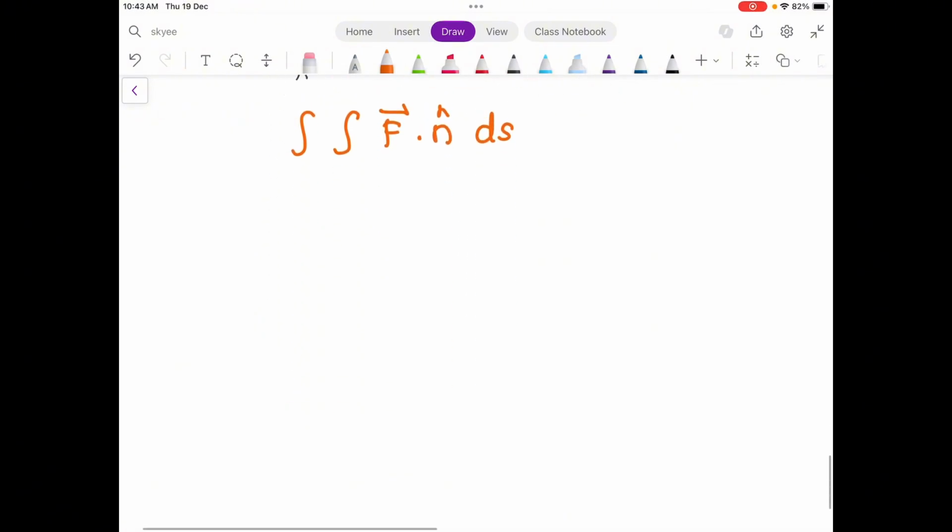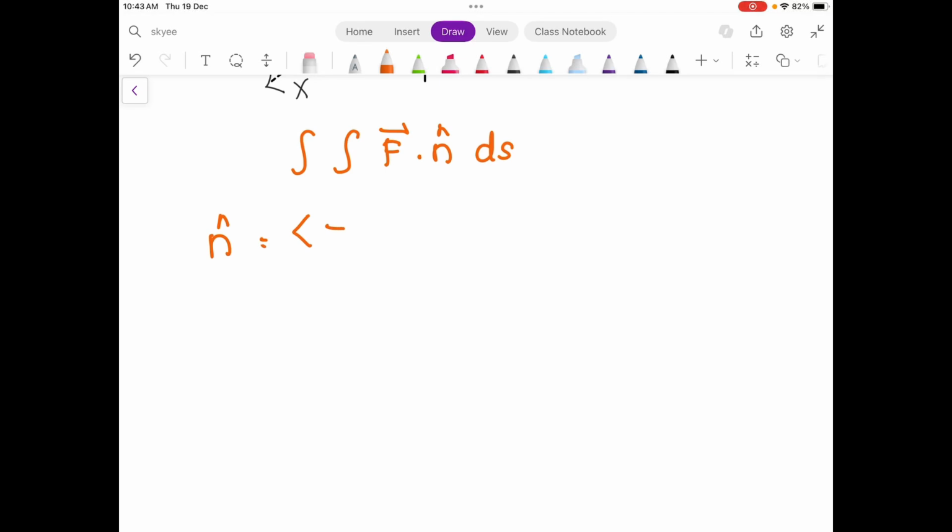The first thing that we have to do is find this n. I will use the general form first. Later I will show you how I modify it, to get this positive y direction flux.